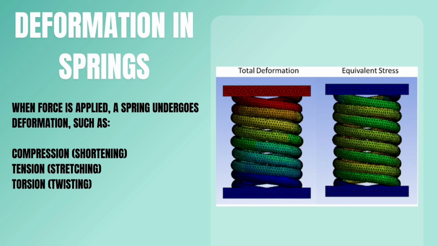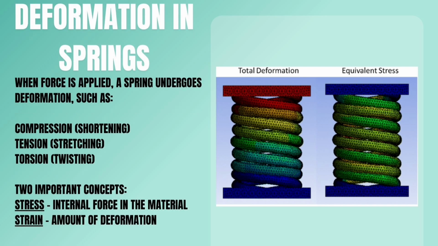Deformation in springs. When force is applied, a spring undergoes deformation, such as compression, tension, and torsion: the shortening, stretching, and twisting of the spring. Two important concepts are stress and strain. The stress is the internal force in the material, and the strain is the amount of deformation. Springs operate within the elastic limit, meaning they return to their original shape after the force is removed.